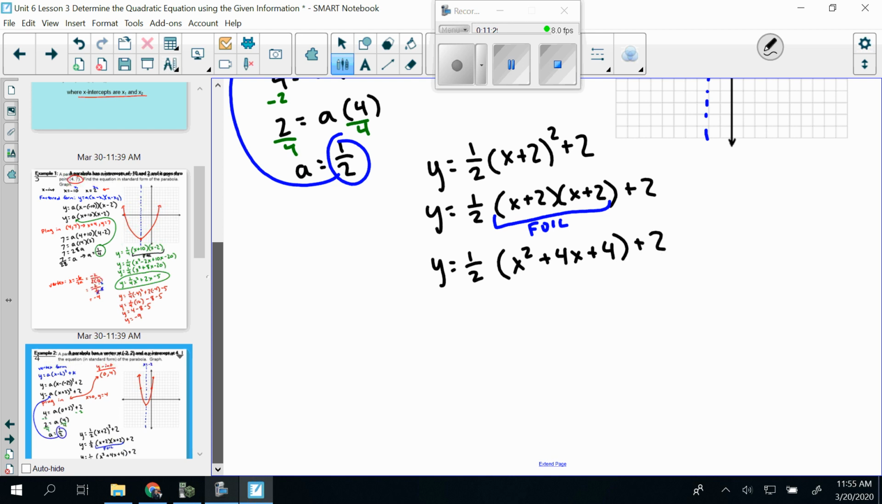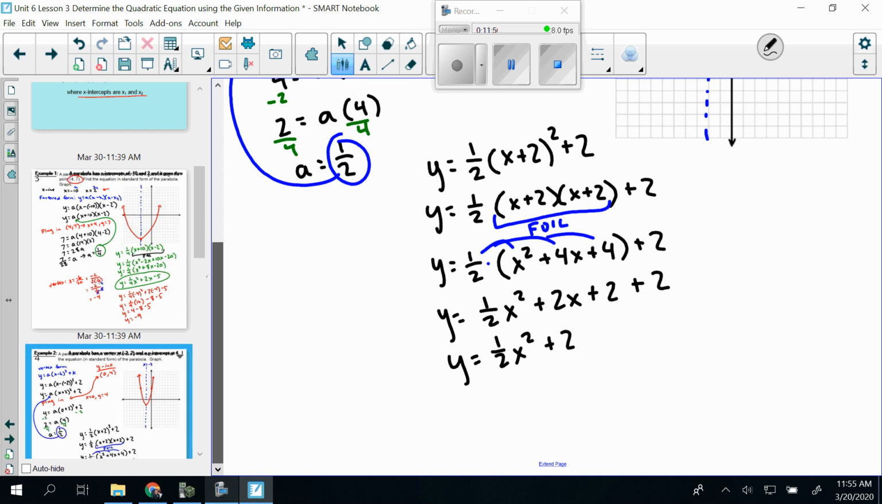Next, we can't add 2 yet. We got to multiply before we add here. So we want to distribute that half all the way through here. So now you got 1/2 x squared. Half of 4 is 2. So we got that plus that additional 2. And so our standard form equation here is 1/2 x squared plus 2x, 2 plus 2 is 4. That would be the standard form equation of this parabola. And we've graphed it already.